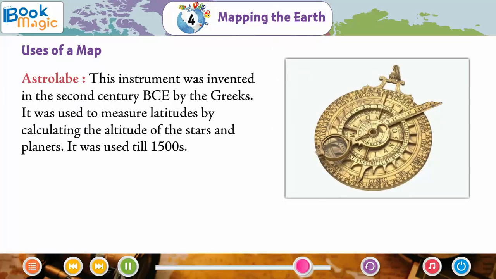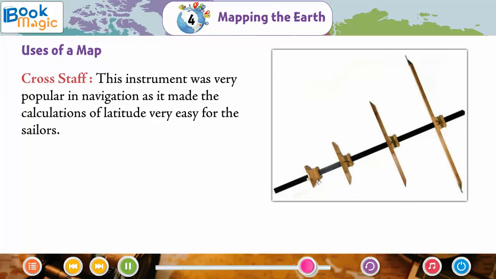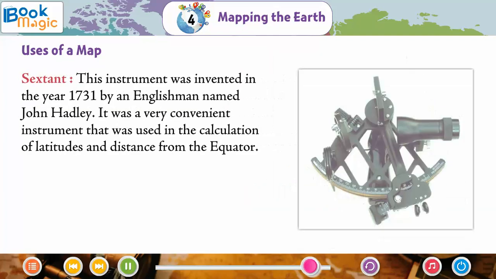Astrolabe. This instrument was invented in the 2nd century BCE by the Greeks. It was used to measure latitudes by calculating the altitude of the stars and planets. It was used till 1500s. Cross staff. This instrument was popular in navigation as it made the calculations of latitude very easy for the sailors.